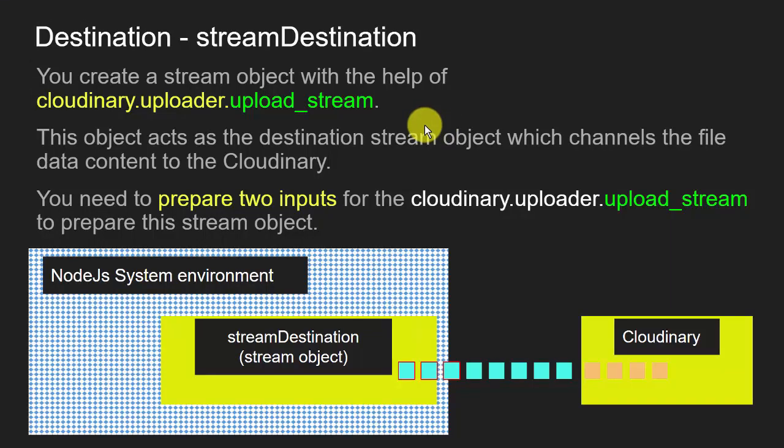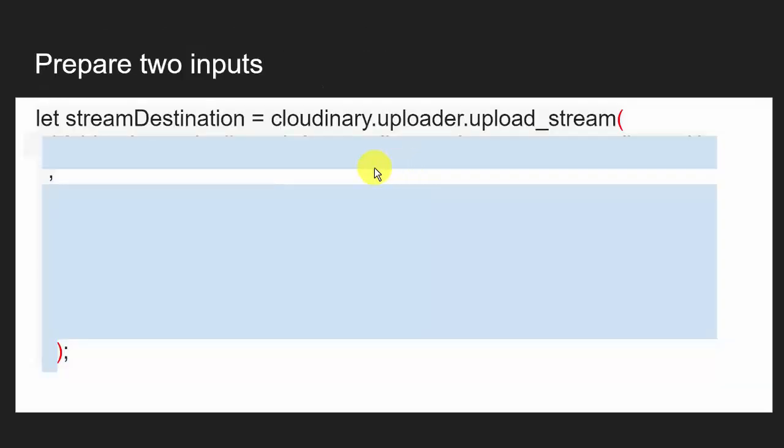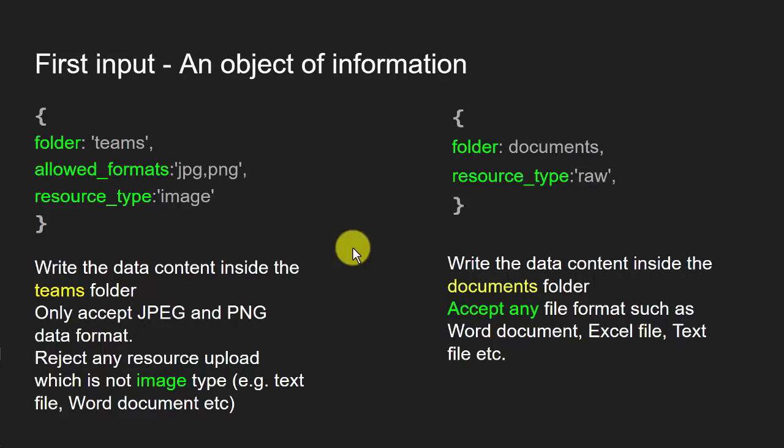Ladies and gentlemen, this is how I gathered all this information from different sources and pieced it together to use the upload_stream method to create this stream object. You will need to provide two inputs. We will focus on preparing these two inputs with understanding. The first input for the upload_stream method is an object of information.